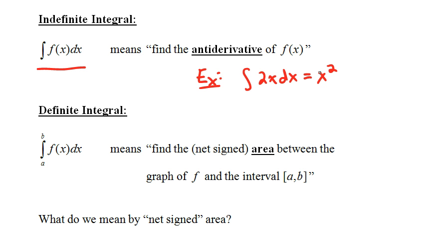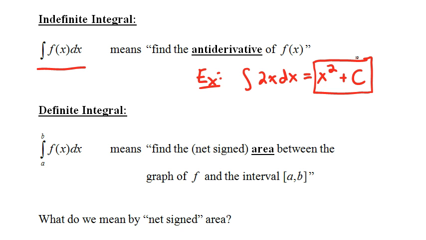The derivative of x squared is 2x. But x squared plus 5 also works. So it's not the only antiderivative that works. In fact, x squared plus any constant c will be an antiderivative. So that's the general form of the antiderivative of 2x, and that's what an indefinite integral is asking for.